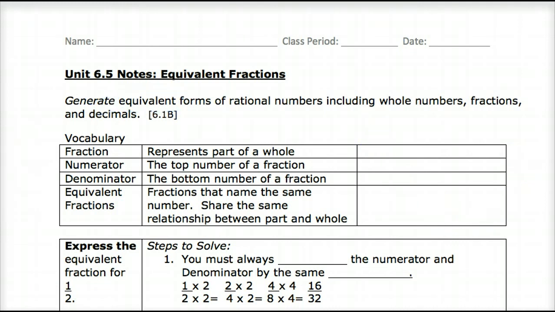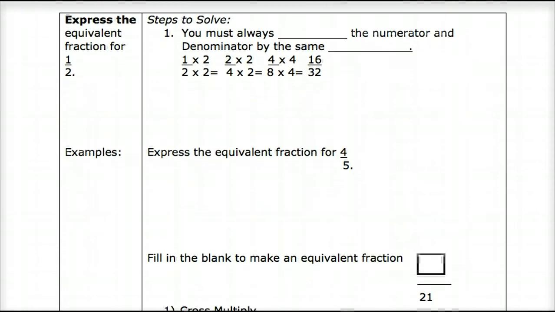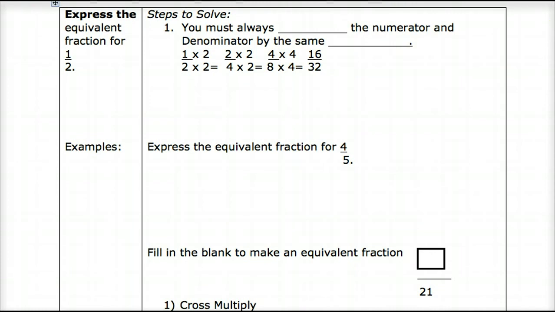Now let's move on to the steps of how to find fractions that are equivalent to one another. If you could skip down on your notes to the portion that says express the equivalent fraction for 1/2, which is our next step here. In order to express the equivalent fraction for 1/2, we must always multiply the numerator and the denominator, which are the top and bottom numbers, by the same number.